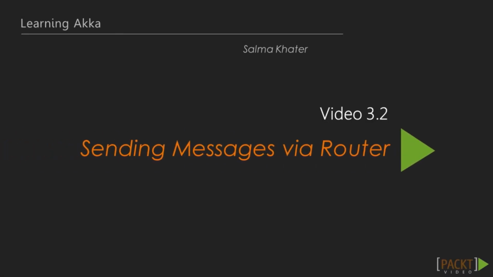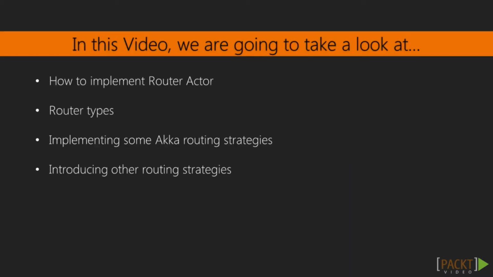Welcome to the second video in Section 3, Sending Messages via Routers. In the previous video, we discussed the difference between actor reference, actor path, and actor selection. In this video, we will take a look at how to implement the router actor based on our current knowledge of Akka and router types. We will then implement some routing strategies that come with Akka, such as random router. And finally, we will introduce other routing strategies in Akka.